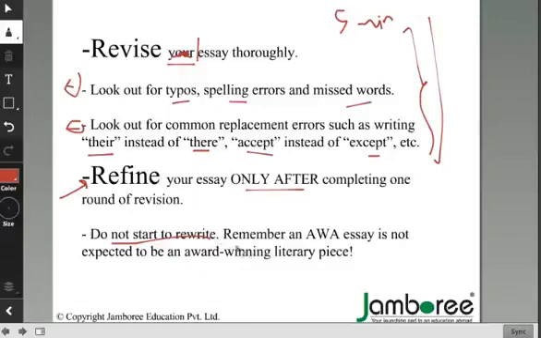Remember, an AWA essay is not expected to be an award-winning literary piece. You are just supposed to get a 4 out of 6. Keep that in mind. Whether you have 4.5 or 6 out of 6, it does not really matter. You need a 4 out of 6. Universities are not going to give extra points to somebody who has 6 out of 6 or 5 out of 6. If the cutoff is 4, you just need to get the 4. Keep telling yourself that.